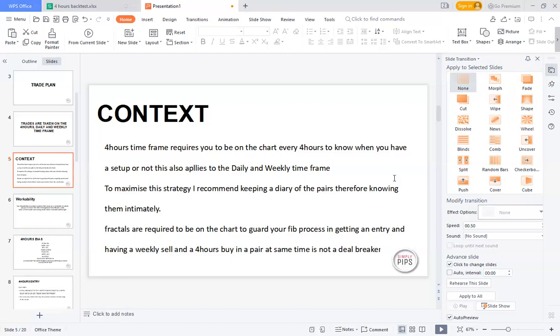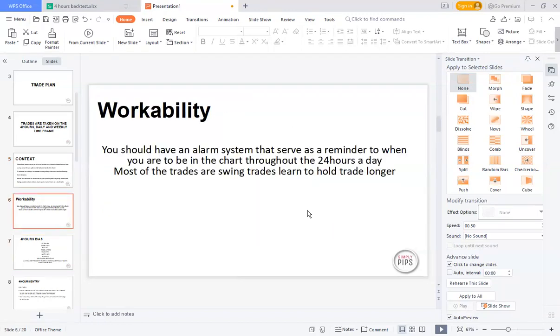You want to be in the trade when the breakout happens. So this is what I mean where I wrote that line. So the next one is the workability.